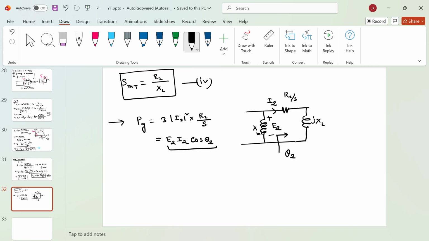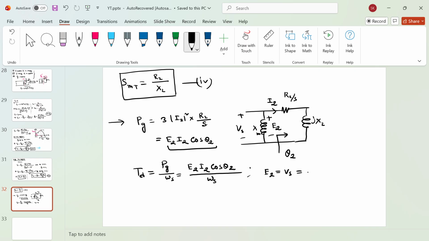Now, what will be the developed torque? TD is equal to PG by omega S, so E2 I2 cos theta 2 by omega S. And here your E2 and supply voltage are both the same.